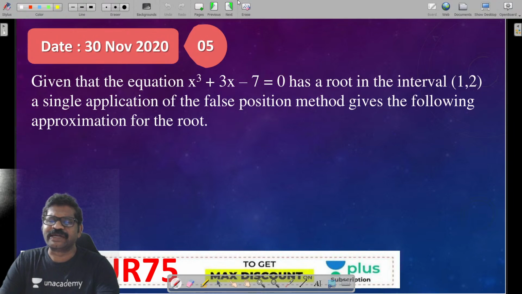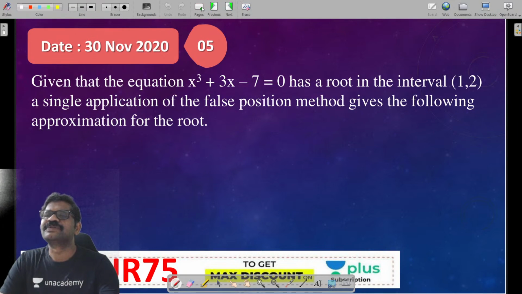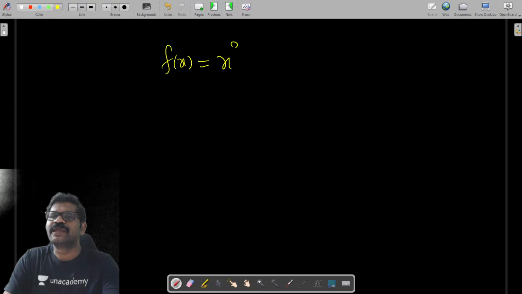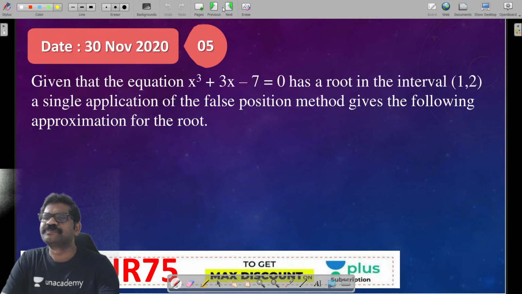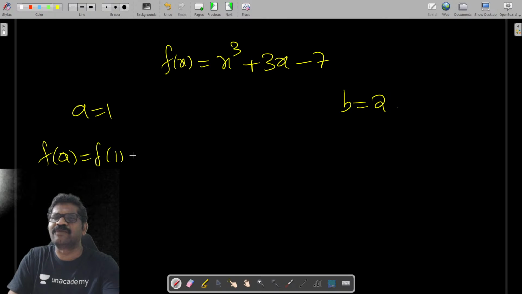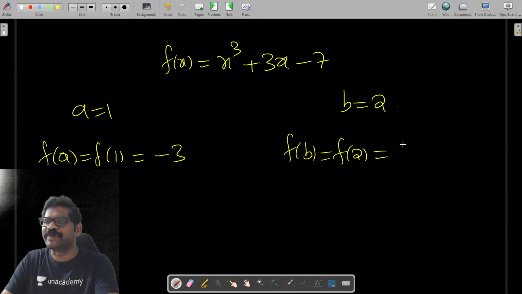Next one. Given that the equation x cube plus 3x minus 7 equal to 0 has a root in the interval 1 comma 2, by single application of false position method gives the following approximation for the root. Now, function of x is x cube plus 3x minus 7. Interval is 1 comma 2. A value 1, B value 2. Now, we have to apply false position method. When A is 1, functional value at 1 is 1 plus 3, 4 minus 7, minus 3. Functional value at B is functional value at 2, 2 cube 8, 8 plus 6 14, 14 minus 7 is 7.